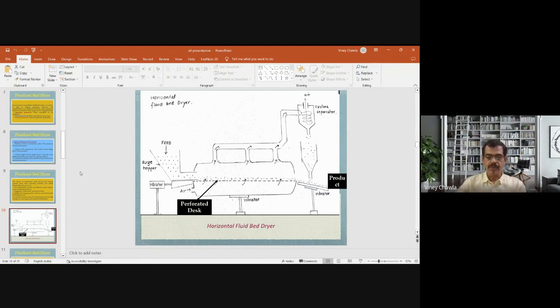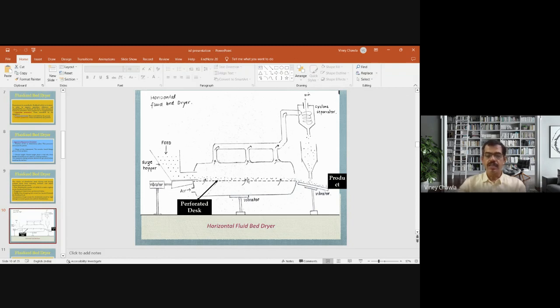The vibrator will make sure that the feed does not stop at one place and it keeps moving from the left of your screen to the right of your screen. There is a perforated deck or perforated bottom through which the air can pass from left to right, and through these perforations the heated air is made to pass through the fluidized bed, and fluidization takes place.